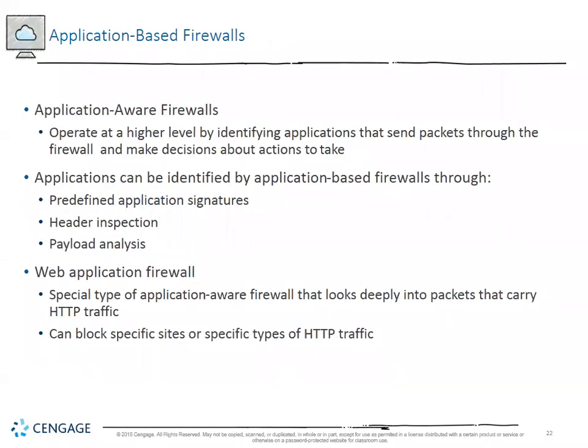Application-based is application aware. It operates at a higher level by identifying the application. So maybe you only want email to happen on this one specific system. This system would scan packets and only allow email to happen, okay? They also talk about having predefined application signatures, header inspection, and payload analysis. When you get into forensics, you can learn about file headers. You can do the same thing with applications here, okay?